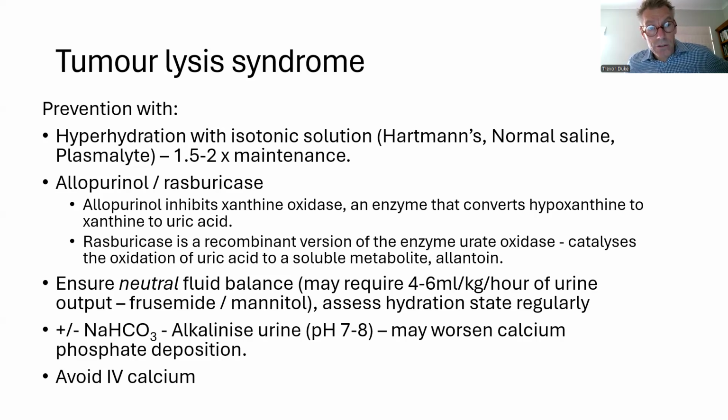And so the sorts of things that we can do, well, firstly, we can give hyperhydration with an isotonic solution. Probably the best solutions are Hartmann's solution or normal saline, or there's another IV fluid called Plasmalyte, which is not usually available. You run it at 1.5 to 2 times maintenance. I'll explain how to do hyperhydration properly in a moment, because it's not just giving a child a lot of fluid. That's what people think it is, but it's not just that. The second thing is to use allopurinol, and allopurinol is a xanthine oxidase inhibitor.